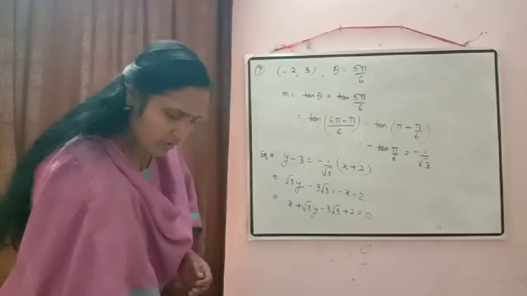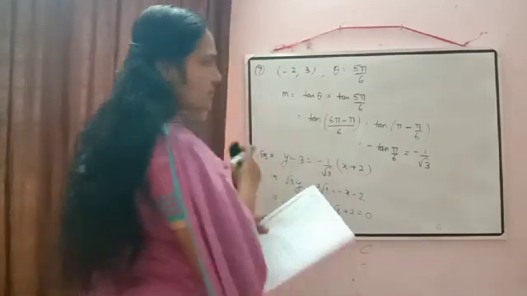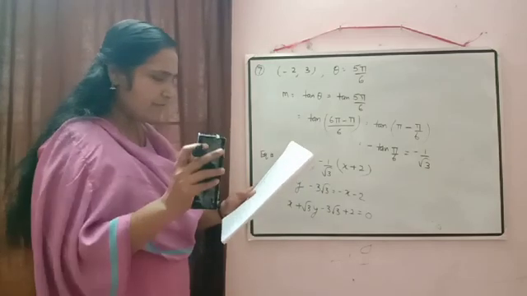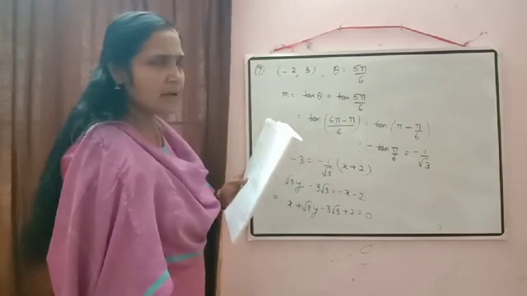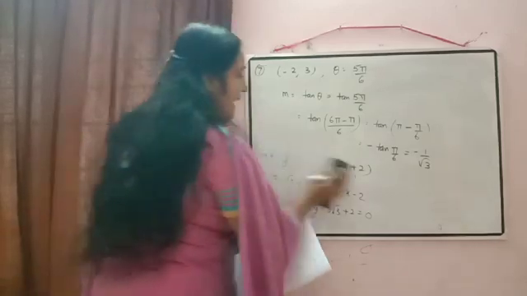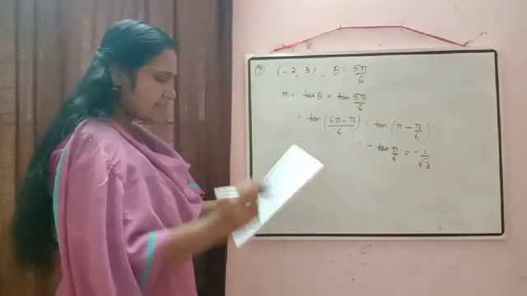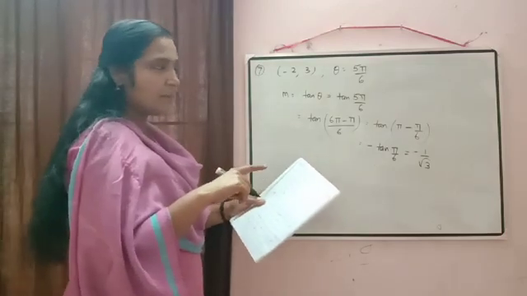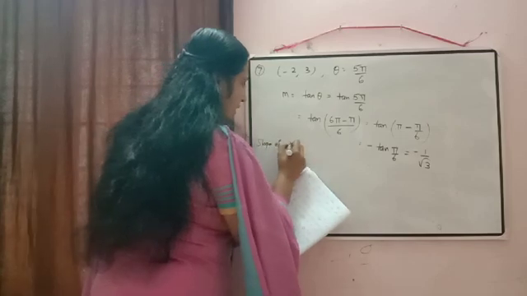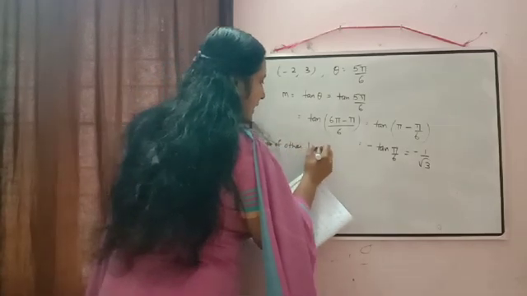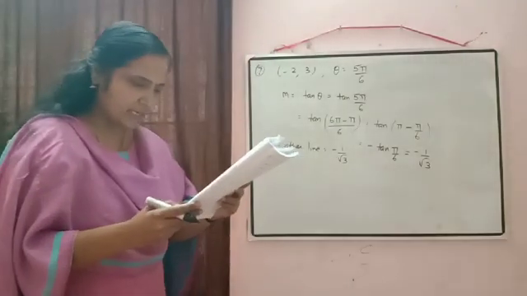Then it is written, also find the equation of line which is parallel to the given line. So first you have to check, if it is parallel, what relation will come? We have to find the equation of the other line which is parallel to this line. So if the lines are parallel, slopes will be equal. So slope of the other line also will be equal to minus 1 by root 3.